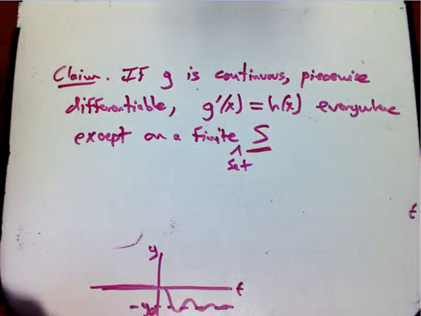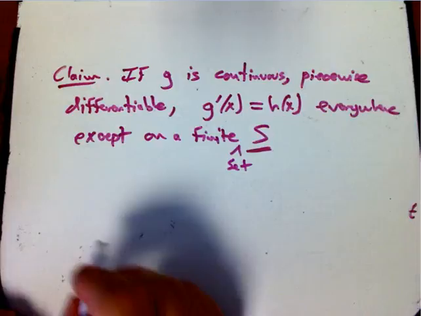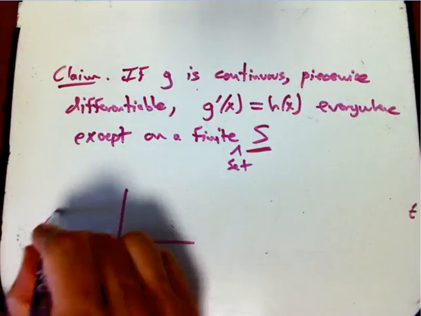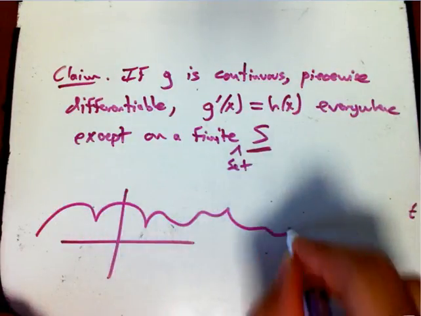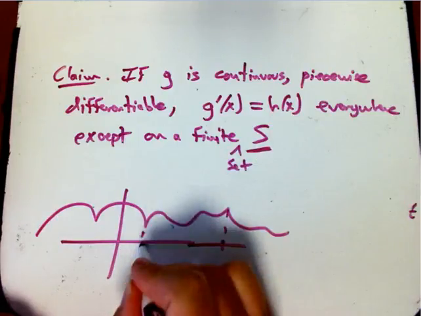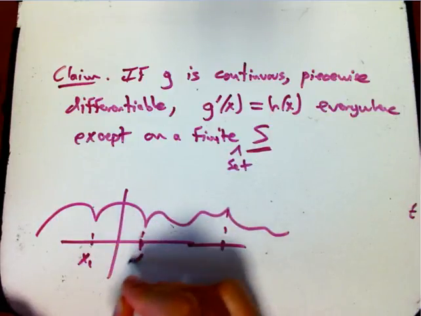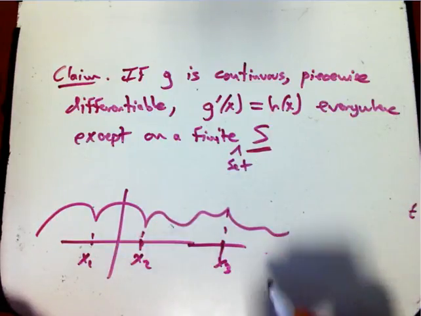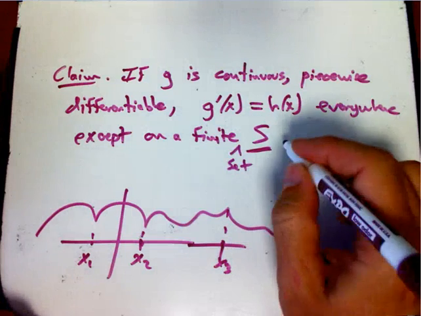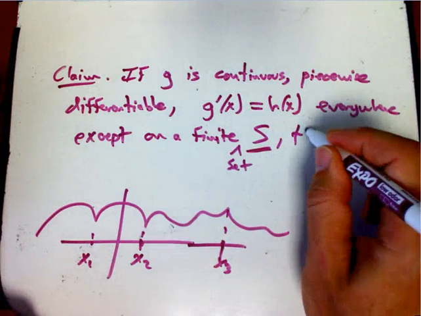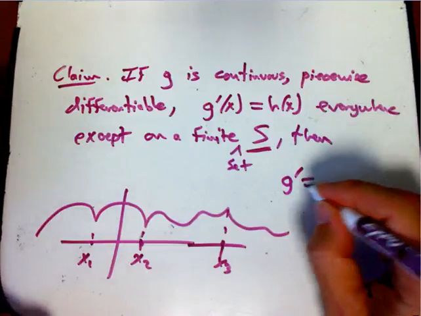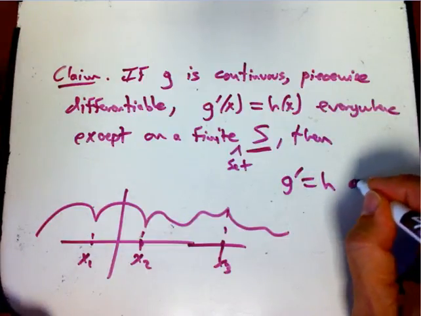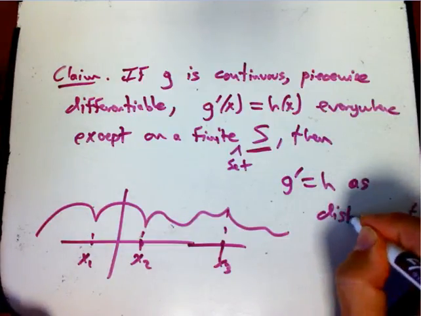Okay, so actually, you know what? That's too special a picture right now. So here's g. It goes along, sharp corner, sharp corner, sharp corner. Okay, and here's S, like x1, x2, and x3 is going to be S. Okay, except on a finite set S, then g prime is going to be just h as distributions.